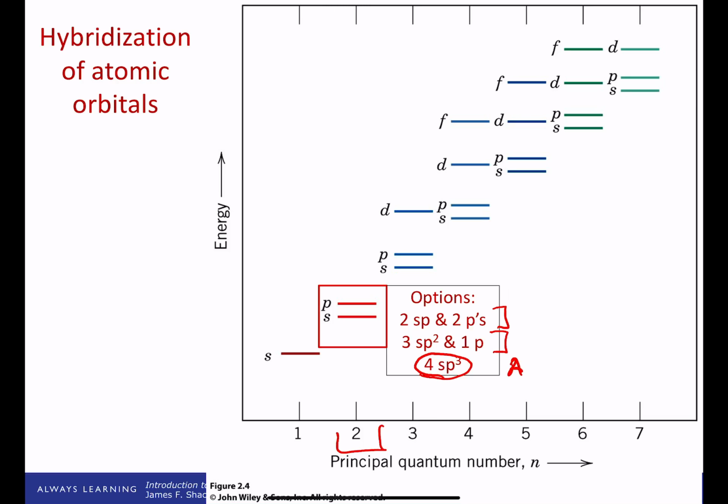So option A we covered on the previous slide. Option B and option C can also be done to generate new hybrid orbitals, provided that we leave a p orbital untouched. And this can help us explain bonding involving multiple bonding at a carbon center, for example.